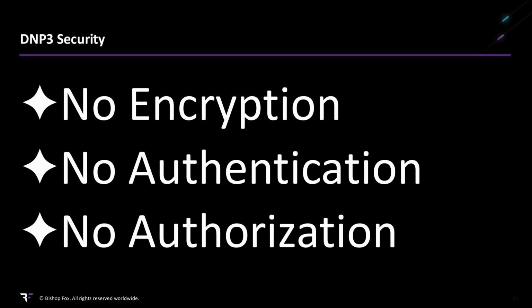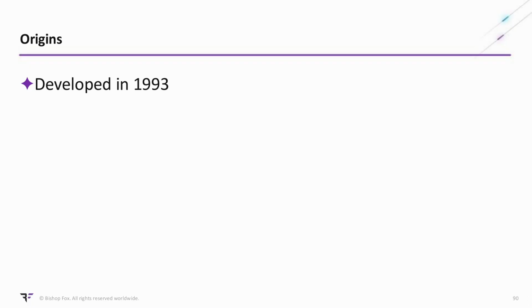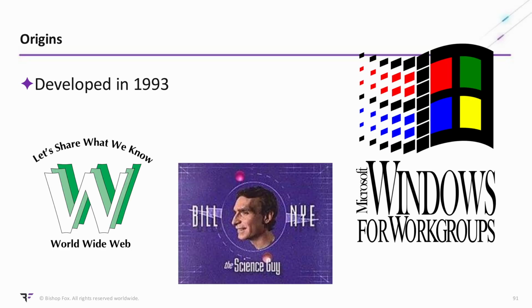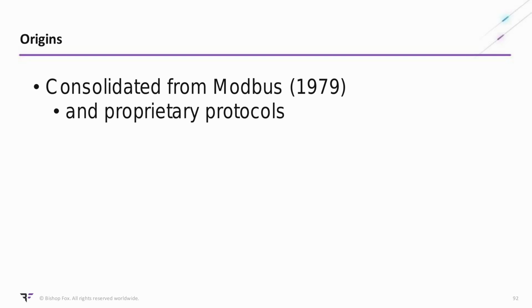Let's get into that. So DNP3 is very old. It was developed around 1993. Here are some other things that came out in 1993. One of the things that people were not doing in 1993 was encrypting traffic. It might not even have been legal at the time because of export restrictions. Shit was wild.